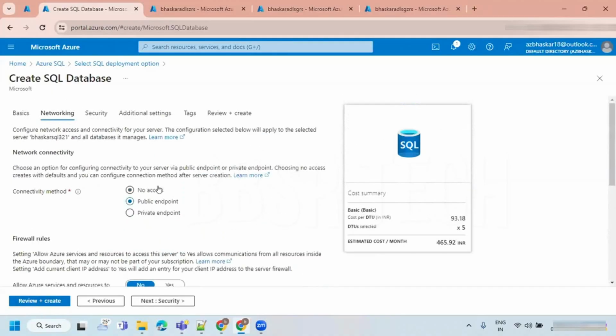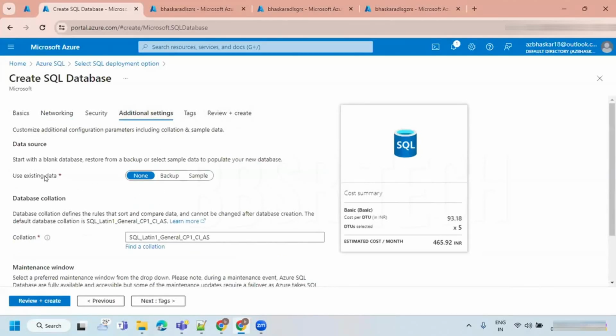Here I have a sample database also, but I don't need to go for the sample database. In the additional settings, you can see there is a sample database you can choose, but I don't want that. I want to create an empty database. Let's go for review plus create.